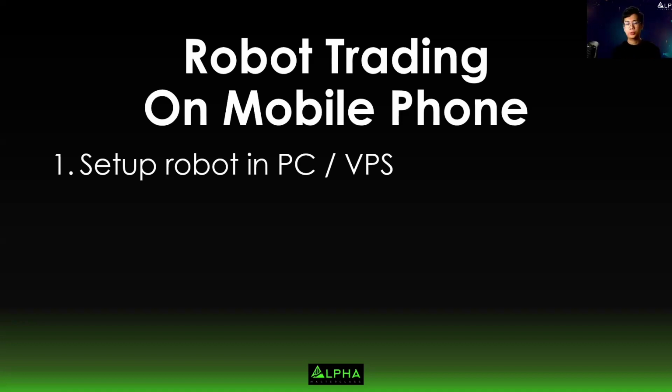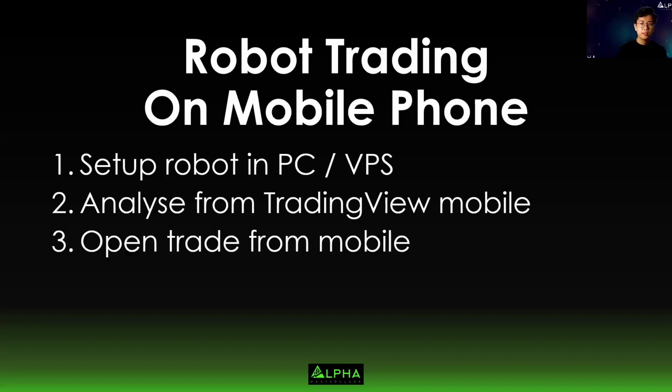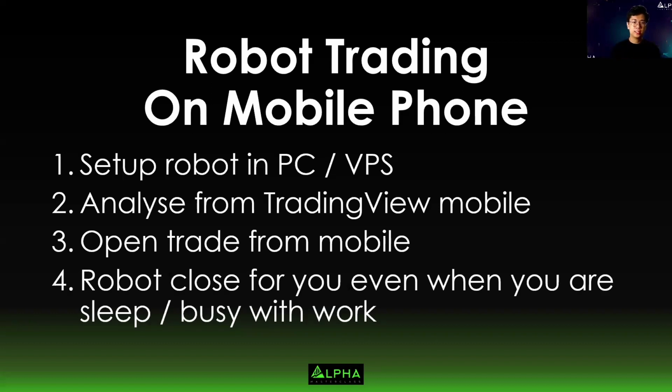More about this tomorrow. Basically, you need to set up the bot on your computer so it can run 24/7. You can analyze the trade from TradingView, just like the market, the seasonal. You can do this on your phone. You can download the TradingView app and use it to visualize and open the trades. From the phone you open the trade and let the robot close the trade even when you are asleep or busy with your work, and let the whole process continue.